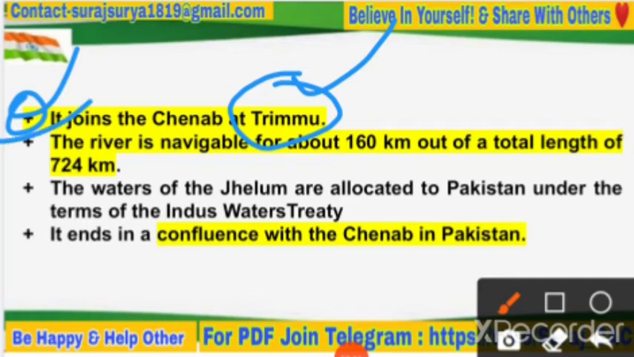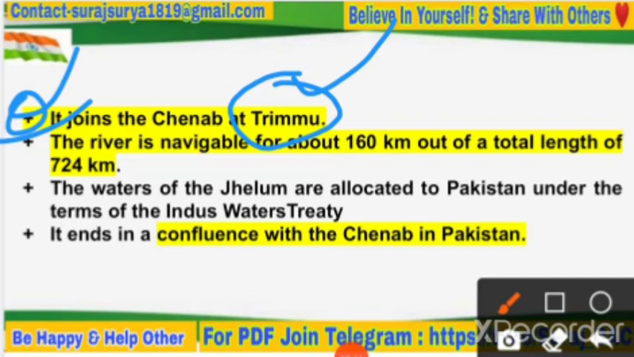The river is navigable for about 160 km out of a total length of 724 km. The Jhelum River's complete length is 724 km. Out of 724 km, you will find the navigable area of the Jhelum River is 160 km.